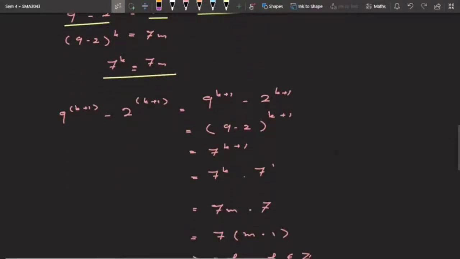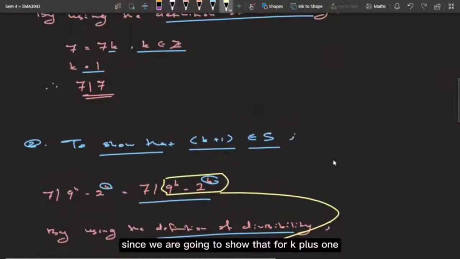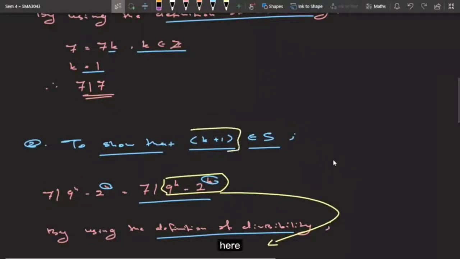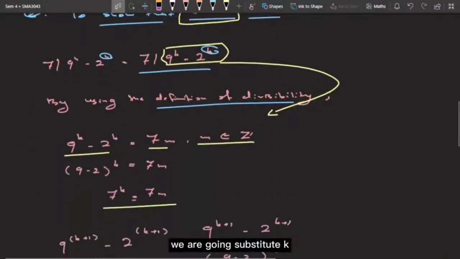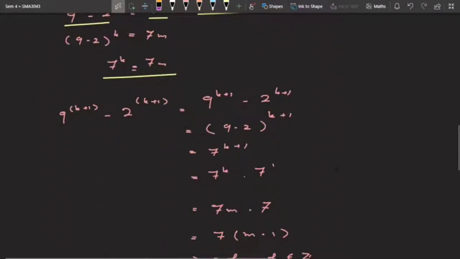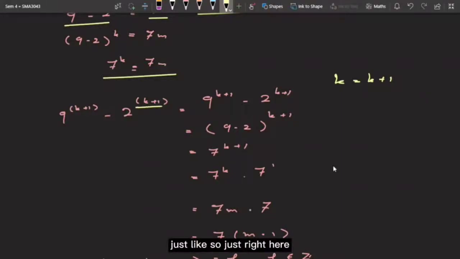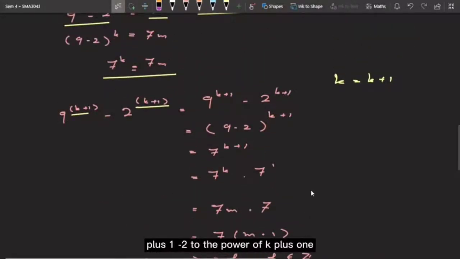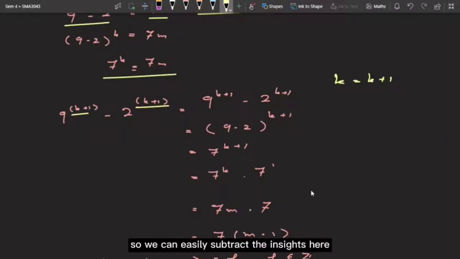Now, since we are going to show this for k plus 1, we are going to substitute k equals k plus 1. Just like so, just write it here. So we have 9 to the power of k plus 1 minus 2 to the power of k plus 1, and again we need to simplify it so we can easily subtract the insides here. Just write it like this, and we will get 7 to the power of k plus 1.